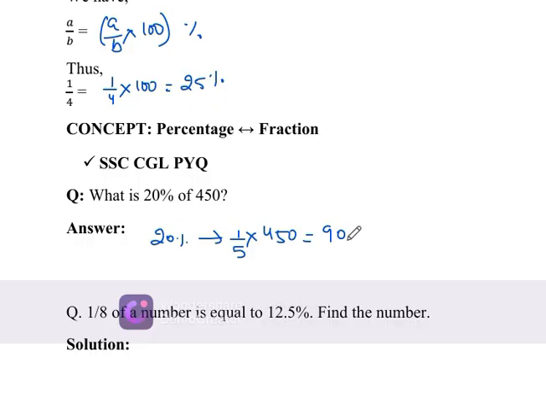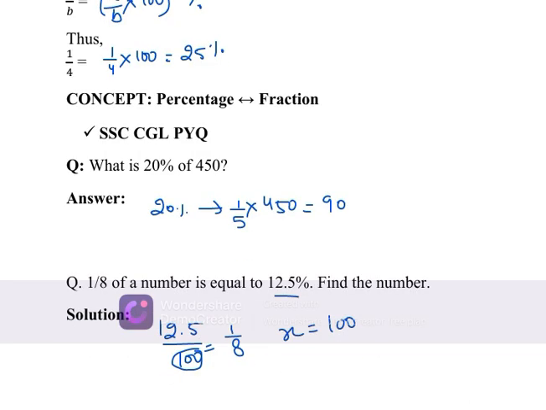Let's come to the second question, a similar one. 1 by 8 of a number is equal to 12.5%. You need to find the number. Again, you have to convert the percentage into a fraction. 12.5%, if you convert it into a fraction in the lowest form, will become 1 by 8. So 12.5% of which number is 1 by 8? You can see the denominator is 100, so directly the number x is 100. You simply need to convert percentage into fraction. This will reduce your time.